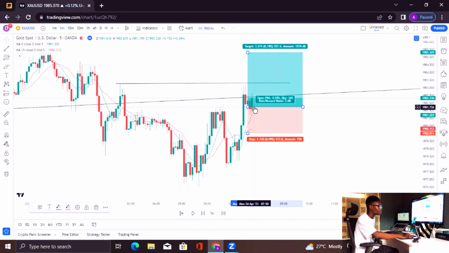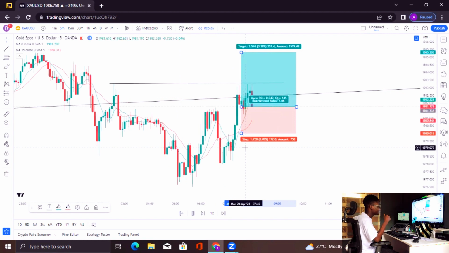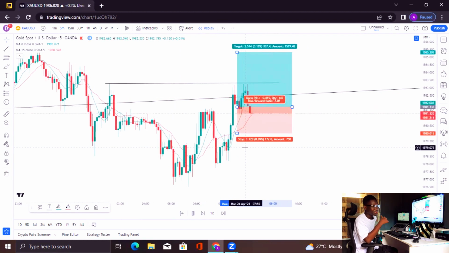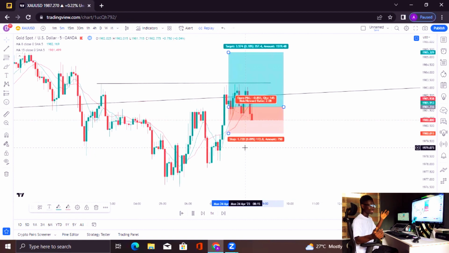So I sent this signal. We got in around here, around the 1981 zone or something like that. Then our first TP was 1985. So initially, let's see what price did. Price was consolidating for about 1 hour before it hit our first TP, which was my TP initially.